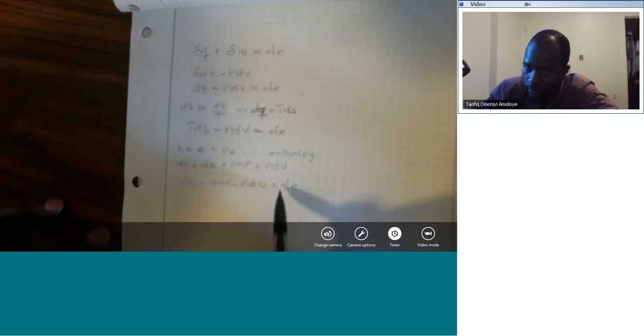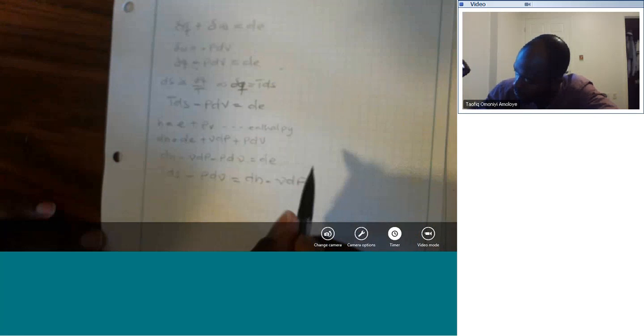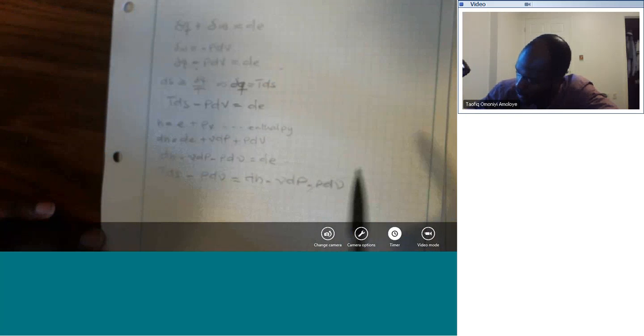And then we can take this equation and put it into this one, so that we have TdS minus PdV equals dH minus VdP minus PdV. So minus PdV can go out, and then we have TdS equals dH minus VdP. So we have an equation with which we can directly calculate our entropy, given that we know the temperature, the enthalpy variation, the volume, and then the pressure change.